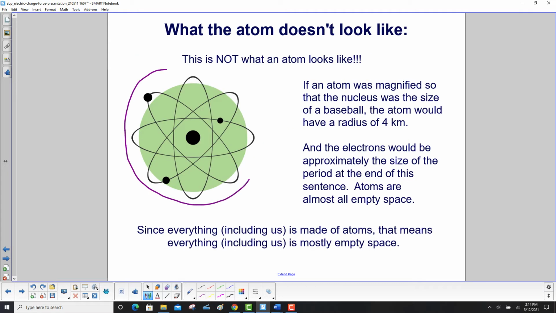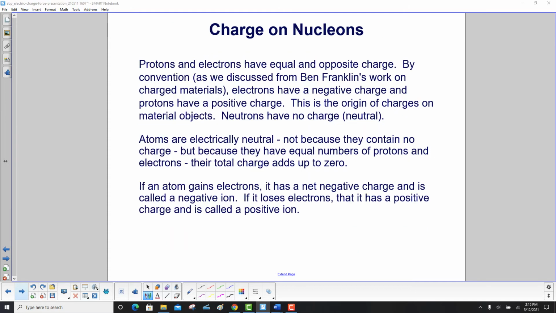This is not what an atom looks like. If an atom was to be magnified so that the nucleus was the size of a baseball, that's this thing right here, the atom would have a radius of 4 kilometers, and the electrons would be approximately the size of the period at the end of this sentence. Atoms are mostly all empty space. Since everything, including us, is made up of atoms, that means everything, including us, is mostly empty space.